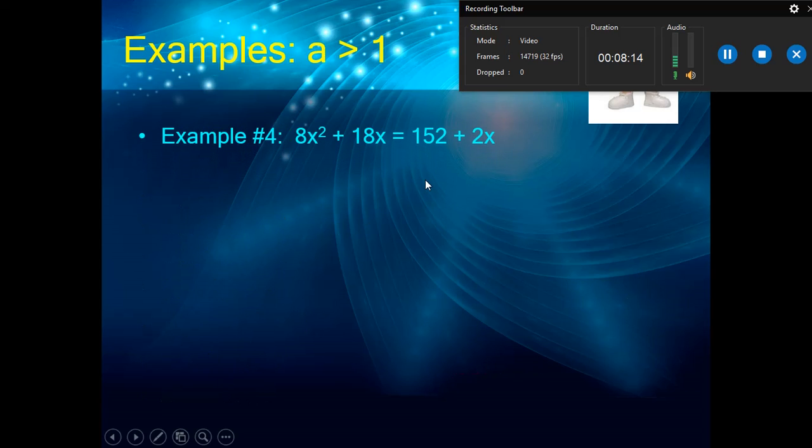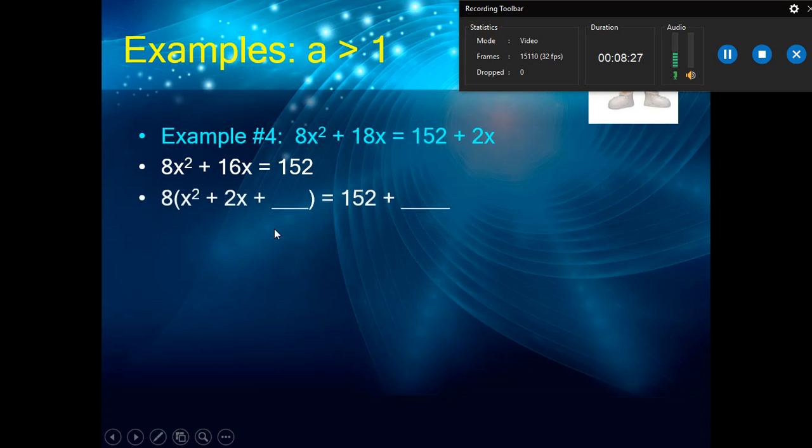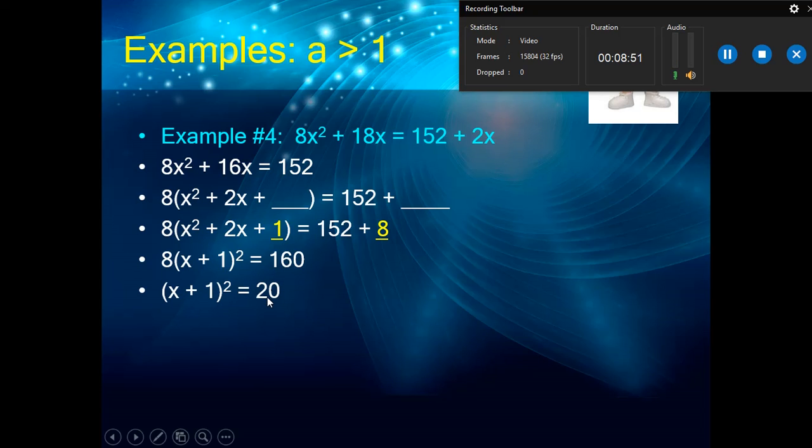In example 4, I'm going to do a little rearranging. So I'm subtracting 2x, and I'm leaving the 152 on the right-hand side. I'm going to pull my greatest common factor and make room to complete the square. So again, half of 2 is 1, 1 squared is 1, but on the right side we'll fill in with 8. 8 times 1. My two identical factors are x plus 1, and I have 160. We're going to divide both sides by 8. And then we're going to square root.